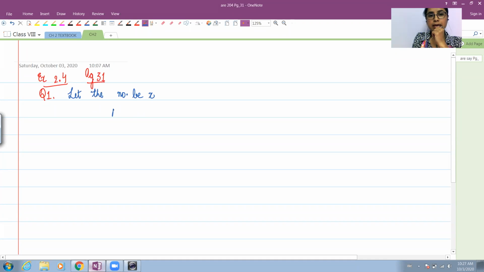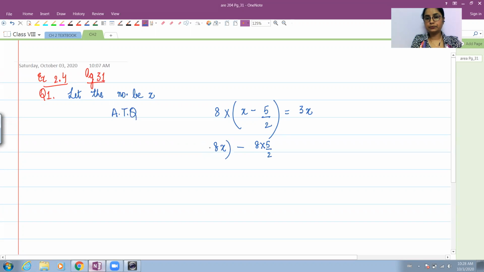So let the number be x, and according to the question, we have been told that first the number is reduced by 5 by 2. The result is multiplied by 8, and the answer that you get is 3 times the original number. So first of all, I'm going to apply the distributive property to open the bracket on the left hand side. 8 multiplied by x will be 8x, and 8 multiplied by 5 by 2.